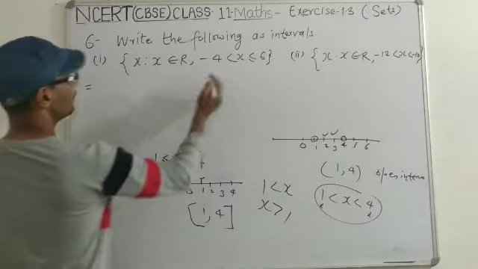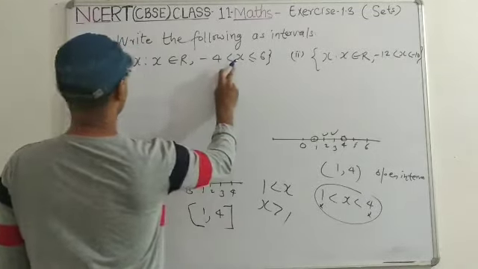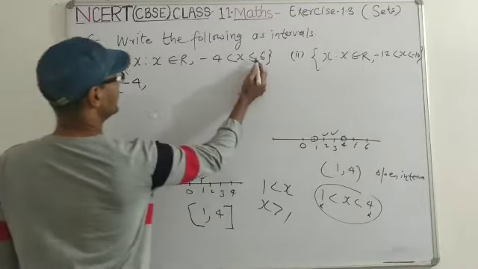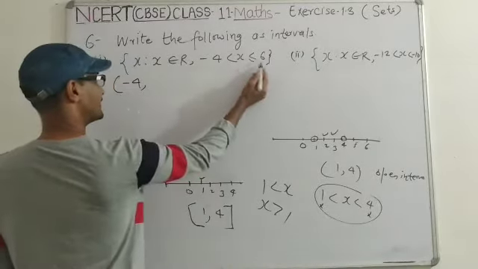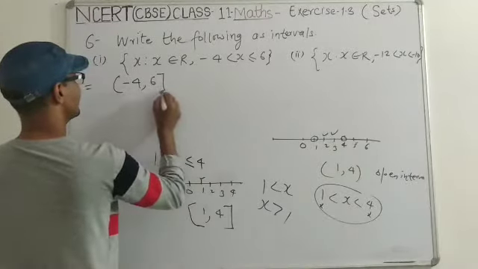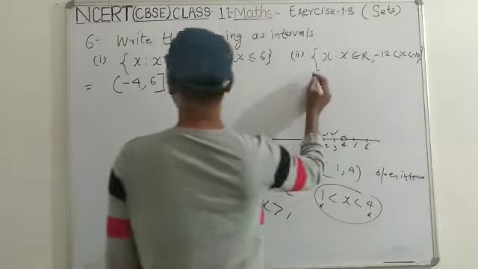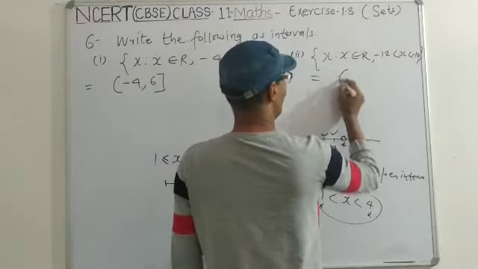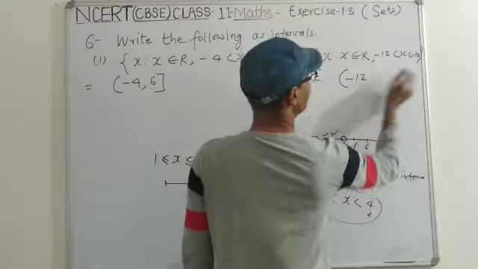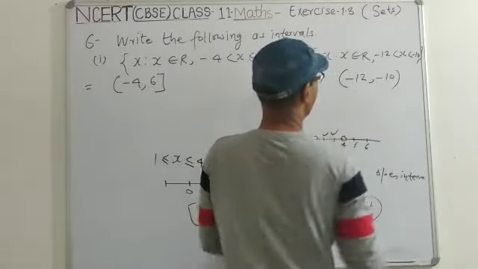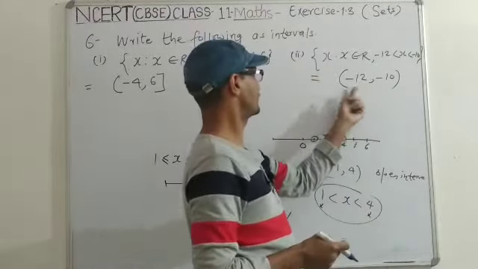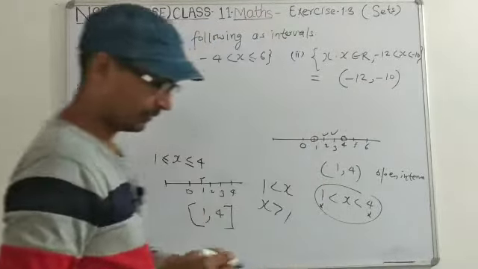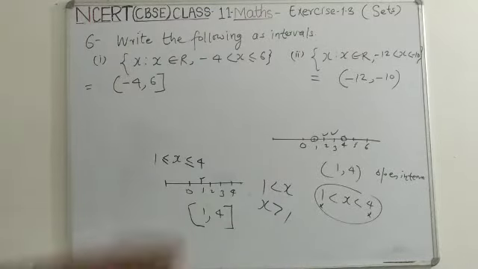So how to write this? Here there is no equal sign, so it becomes an open interval sign. Minus 4 to 6, and also less than 6 and equal to 6, that means 6 is included. It is open on one side and closed on the other. And here, not equal, only this value is an open interval, minus 12 and minus 10. So we will exclude minus 12 and minus 10, because it is an open interval. So that was the solution of parts first and second.